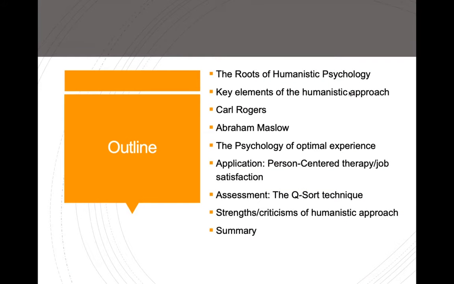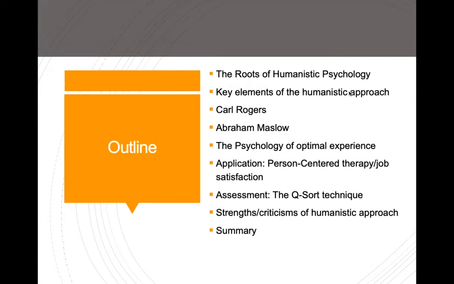So, before we begin, just to quickly iterate the outline for today's presentation, we'll be talking about the history and roots of the humanistic psychology. We'll be talking about the key elements of the humanistic approach. We'll be talking about the proponents of this approach, such as Carl Rogers and Abraham Maslow. You must have heard their names before because their work is very well renowned across the world.